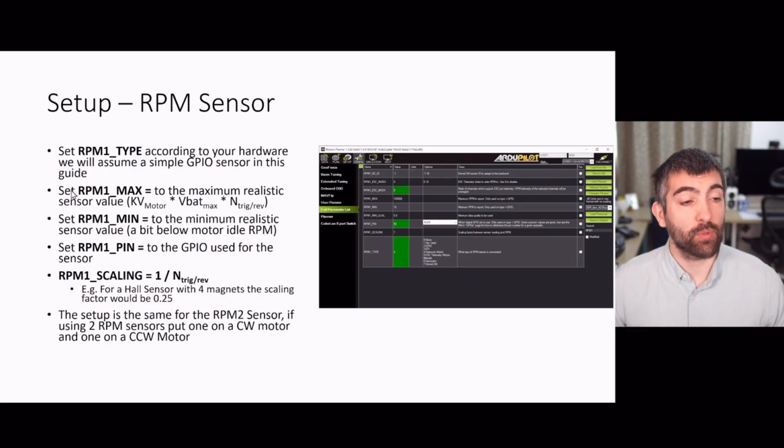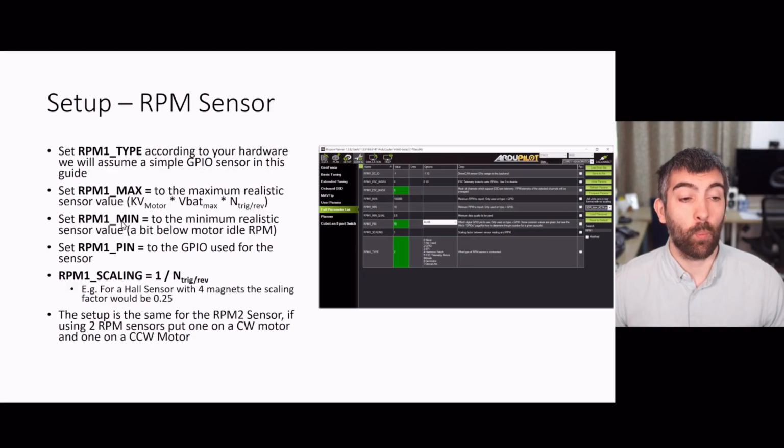Once you've set the type correctly, for a GPIO sensor, you're going to want to set RPM1 max to the maximum realistic sensor value that you might see, which is going to be the kV of your motor multiplied by the maximum battery voltage when it's fully charged, multiplied by the number of triggers per revolution. So if you have an RPM sensor that triggers multiple times for one revolution of the motor, then you're going to want to multiply up that value.